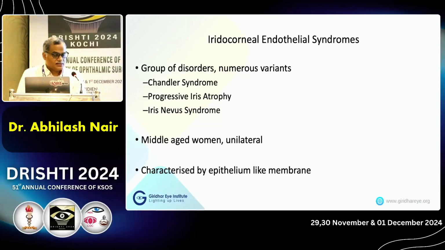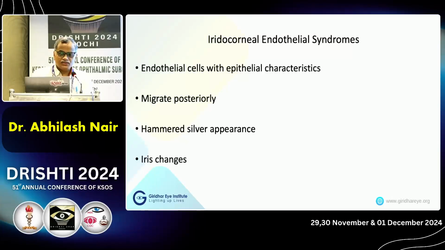And this is characterized by an epithelium-like membrane that spreads from the cornea around the angle onto the iris. So epithelium-like because they are actually endothelial cells with epithelial characteristics like desmosomes, microtubules and filaments. So they have a property to migrate, which is highly unlike the endothelial cells. And these migrate as a sheet posteriorly from the corneal surface.